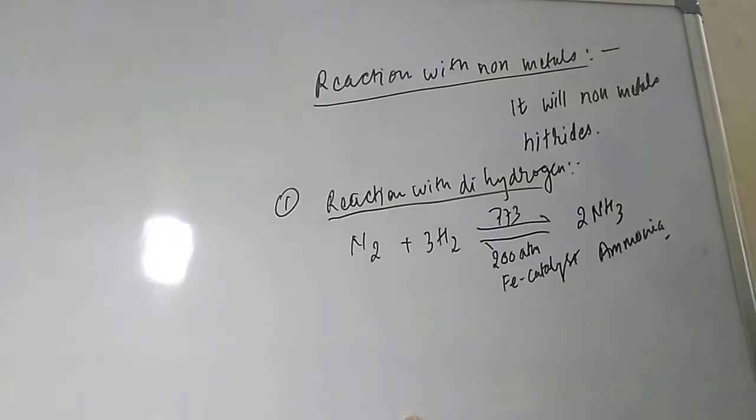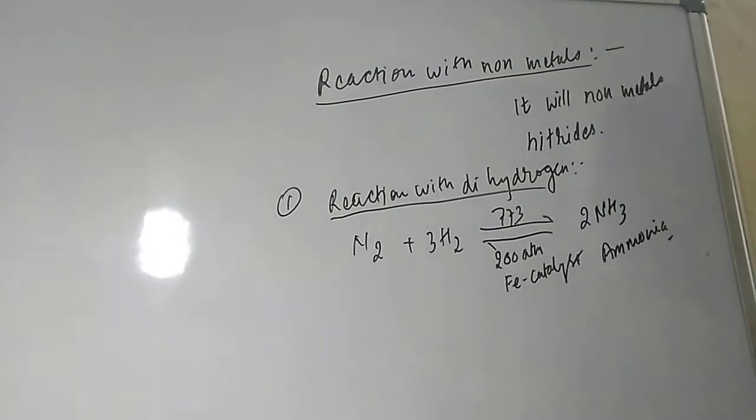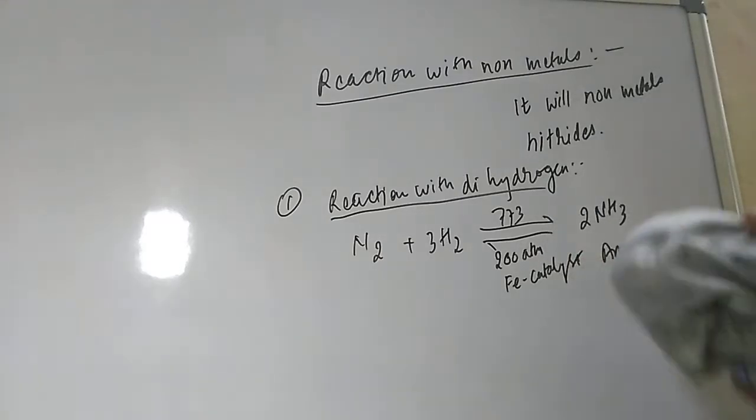This is hydrogen nitride, or you can say ammonia. So when dinitrogen reacts with dihydrogen at 773 Kelvin and 200 atmospheric pressure in the presence of Fe catalyst, it gives ammonia. That is a very, very important compound.